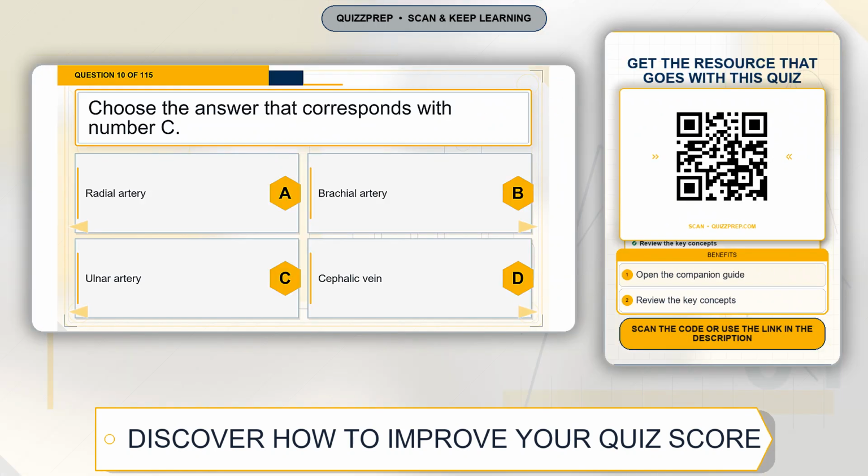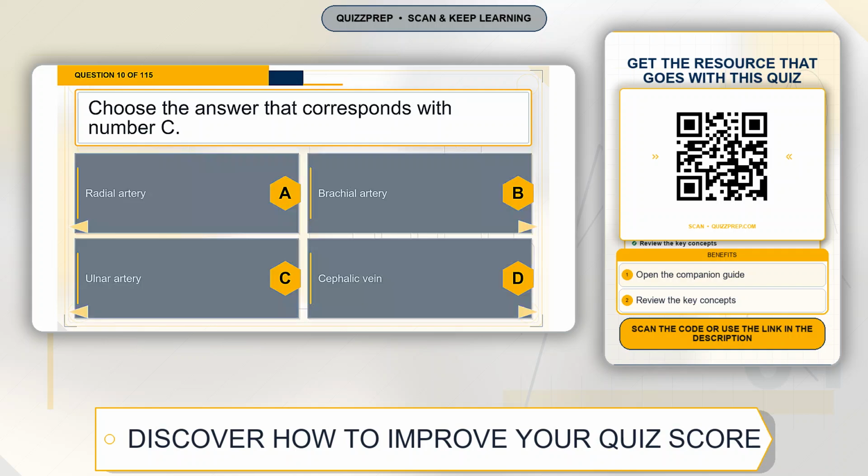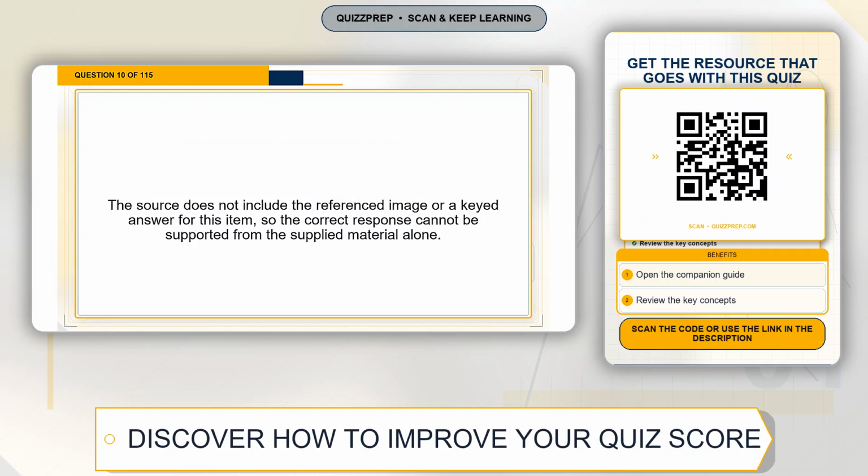Question 10. Choose the answer that corresponds with number C. Option A, radial artery. Option B, brachial artery. Option C, ulnar artery. Option D, cephalic vein. The correct answer is now shown. Explanation. The source does not include the referenced image or a keyed answer for this item, so the correct response cannot be supported from the supplied material alone.